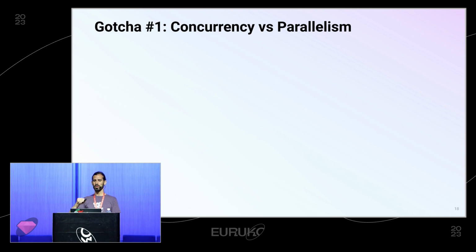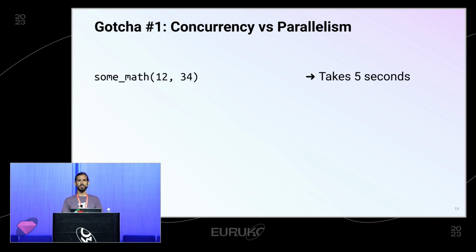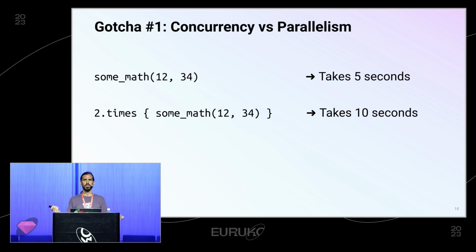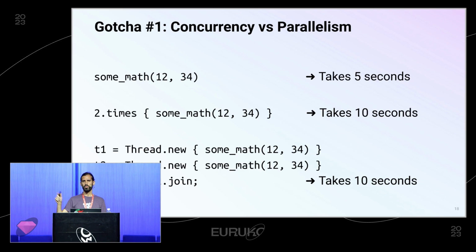So, concurrency versus parallelism. Let's say that we have some method that does some math, or maybe just encodes a really large JSON object, and that takes 5 seconds. Well, if we execute it twice in a row, that will take 10 seconds. Fine. And in Ruby, if we create two different threads and ask both threads to call the same method, it will still take 10 seconds to run both of them.